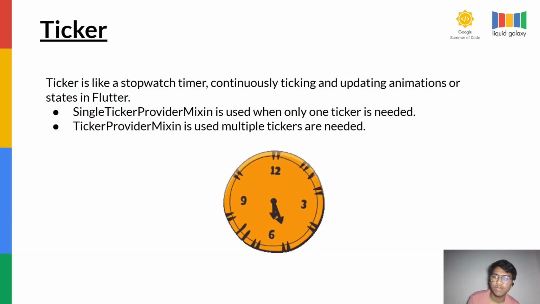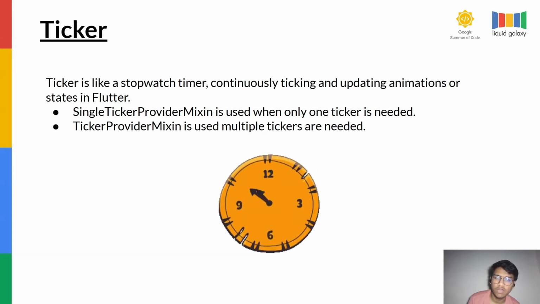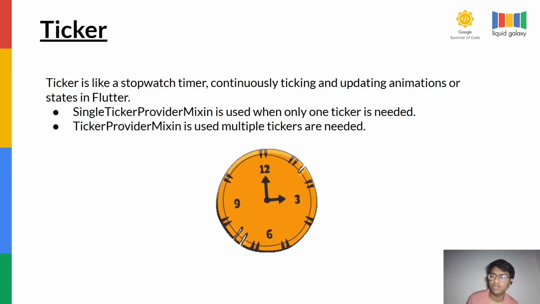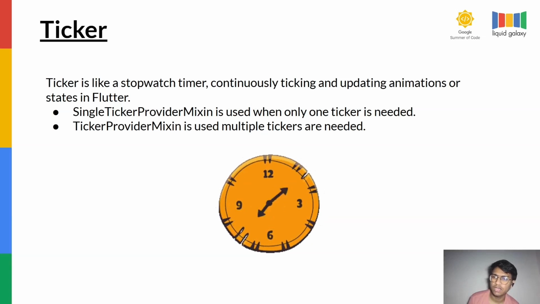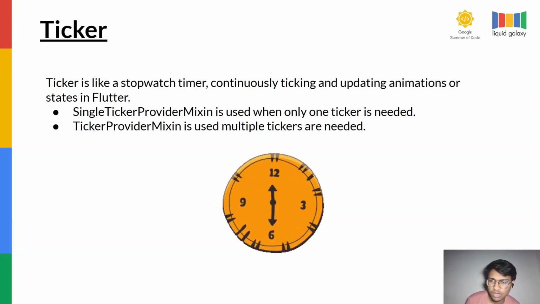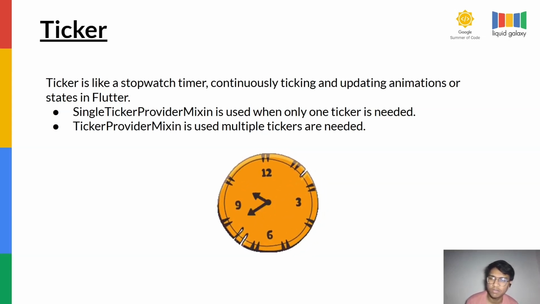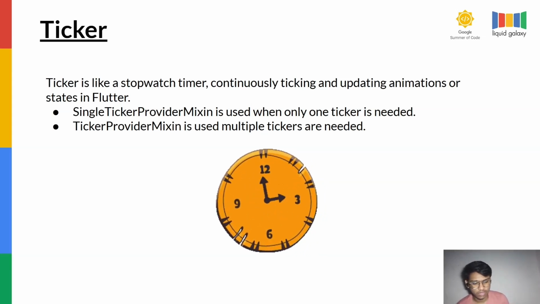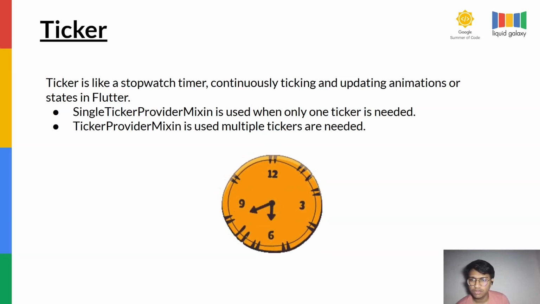So we will use SingleTickerProviderStateMixin when we have to provide only one ticker. Basically, if we want only one animation controller in our class, we will use SingleTickerProviderStateMixin. Else we will use TickerProviderStateMixin. In this, you can use any number of tickers.